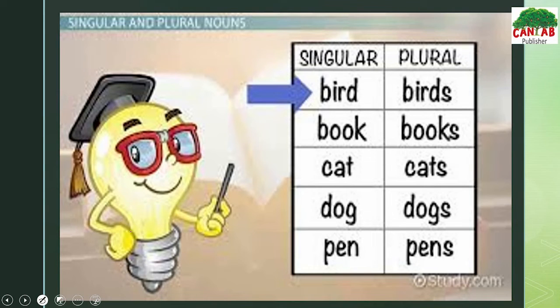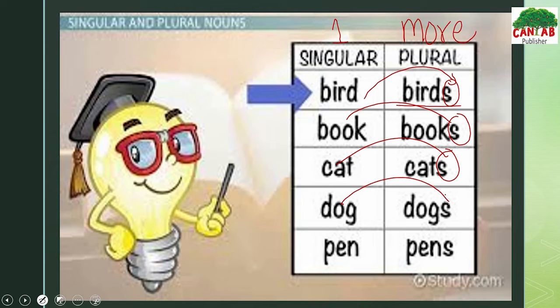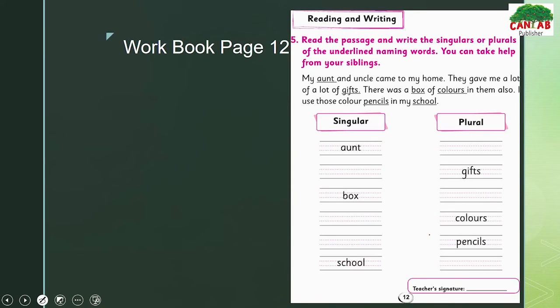We'll revise once again with very simple words. Singular is one, plural is more than one. So the word birds becomes plural with an S. Books, cats, dogs, pens. Now let's practice a little bit more on this workbook page, page number 12.